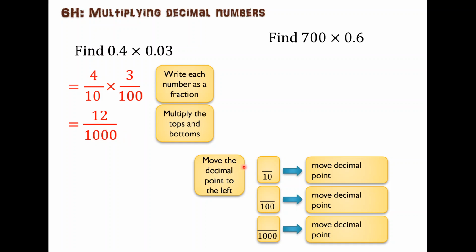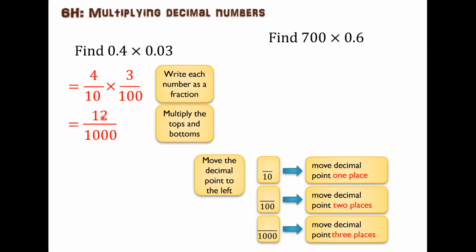Now, if we're looking over here, let's make a little table to help us. To divide by 10, there's 1 zero here, so we'll move the decimal point 1 place. To divide by 100, we will move the decimal point 2 places. And to divide by 1,000, we will move the decimal point 3 places, because there are 3 zeros.